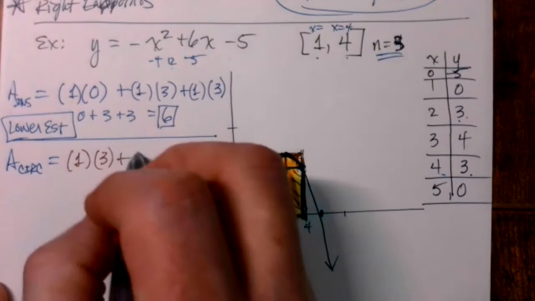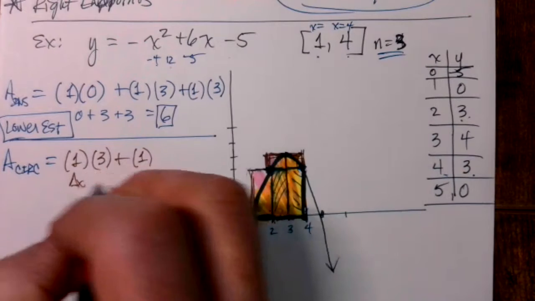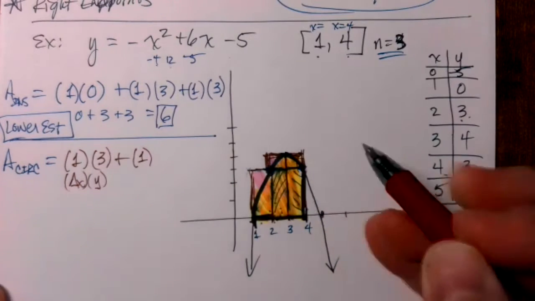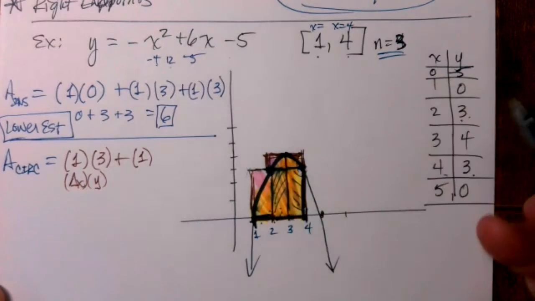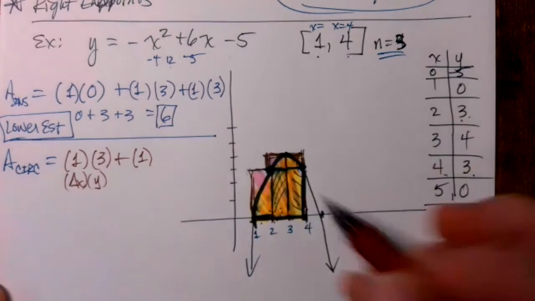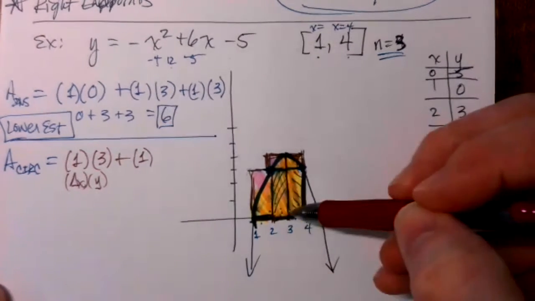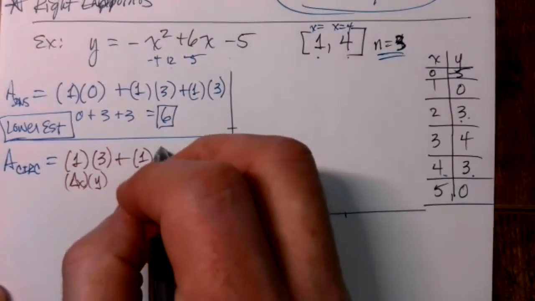And from 2 to 3, that width is again 1. Okay, so we're doing a delta x times the y value. That's what we're doing, because we're getting the width from the change in x, and the height is that y value. Okay, plus the next one from 2 to 3 again was 1, but the height is based on 3 this time, so that's 4.